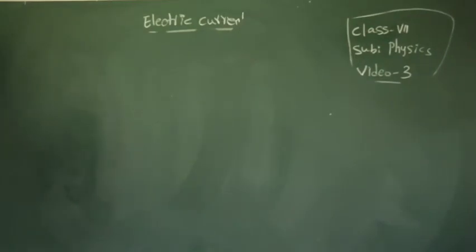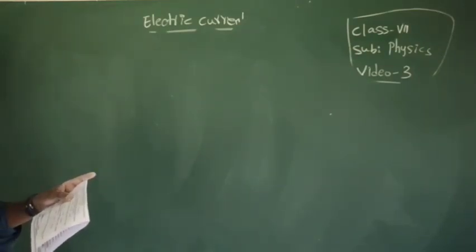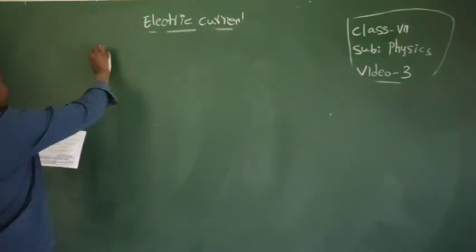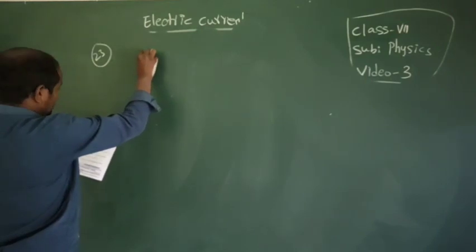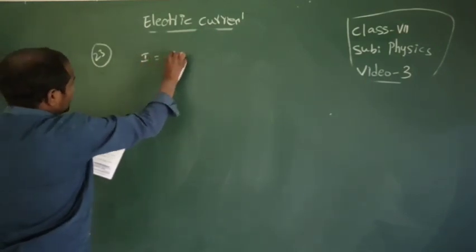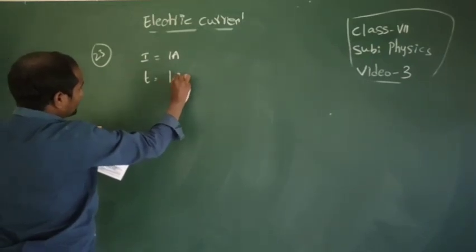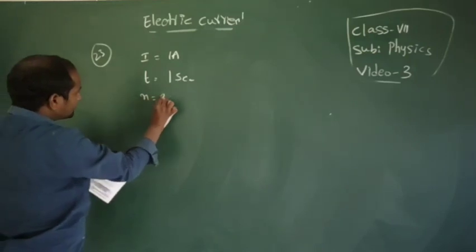There is a current of 1 ampere passing through the cross section of a conductor. The number of electrons passing through the cross section in 1 second is question 23. Our aim is to find the number of electrons in 1 second. I equal to 1 ampere. T also 1 second. Then find the N value. N equal to how much?